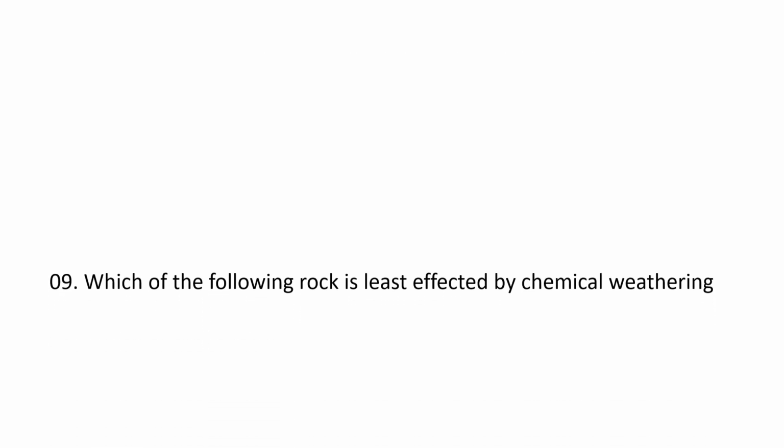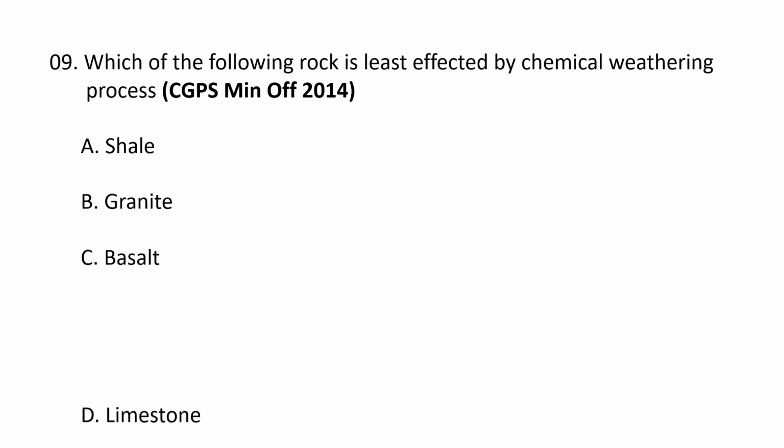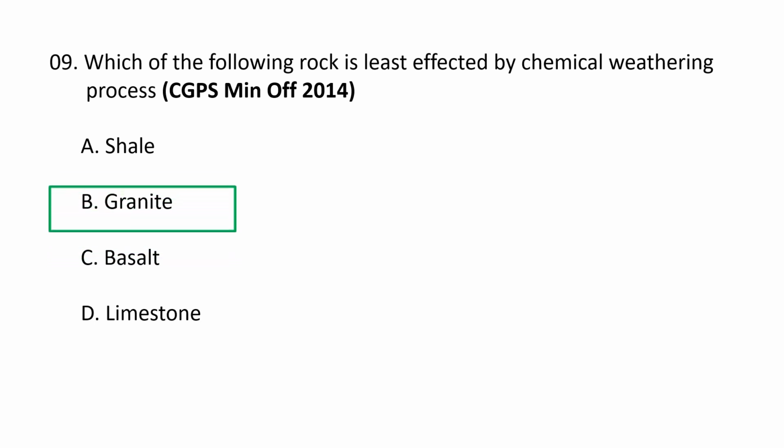Next question. Which of the following rocks is least affected by chemical weathering? A. Shale, B. Granite, C. Basalt, D. Limestone. The rock which is least affected by chemical weathering is granite. Granite is generally considered the least affected by chemical weathering, while shale is considered the most susceptible to chemical weathering due to its layered structure and composition of easily alterable minerals like clay.